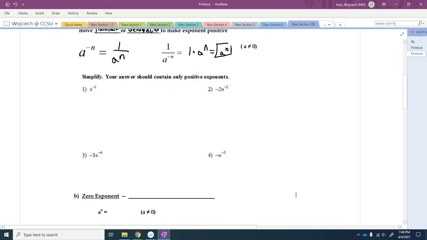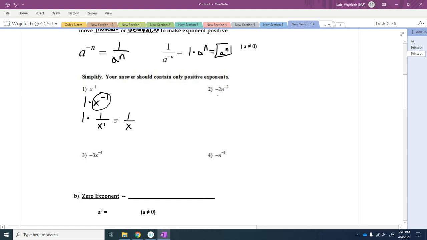So question number 1. What I recommend doing here is actually putting 1 in front of it. 1 times x to negative 1. Okay, so 1 stays where it is, times, and how can I rewrite x to negative first? This becomes 1 over x to the first. What is 1 times any number? It's the same thing, so the final answer is 1 over x.